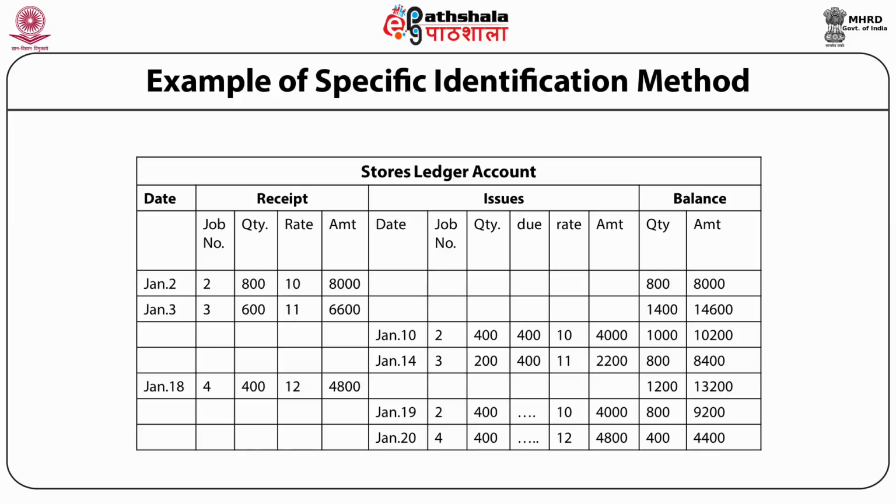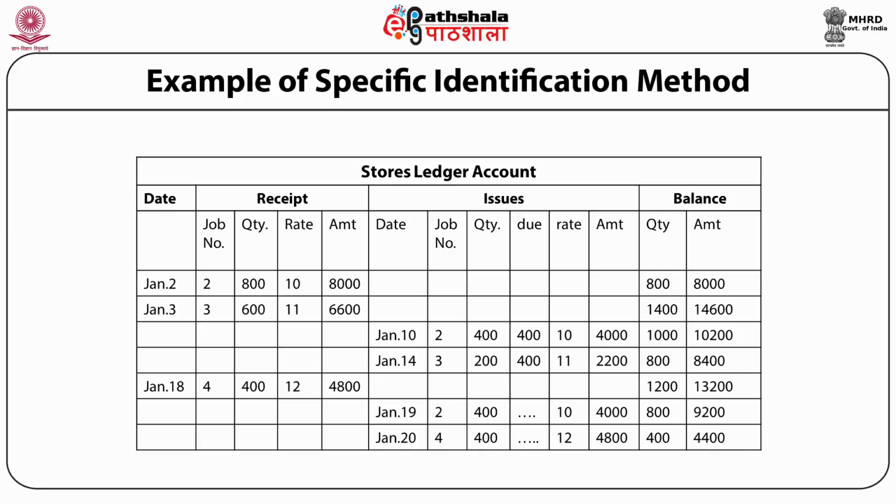And when we have to make an issue on January 10 for job number 2, then according to the specific identification method, we have taken the material which is specifically purchased for job number 2, and the rate of this material was rupees 10. So material which is issued for job number 2 is issued at the rate of 10.